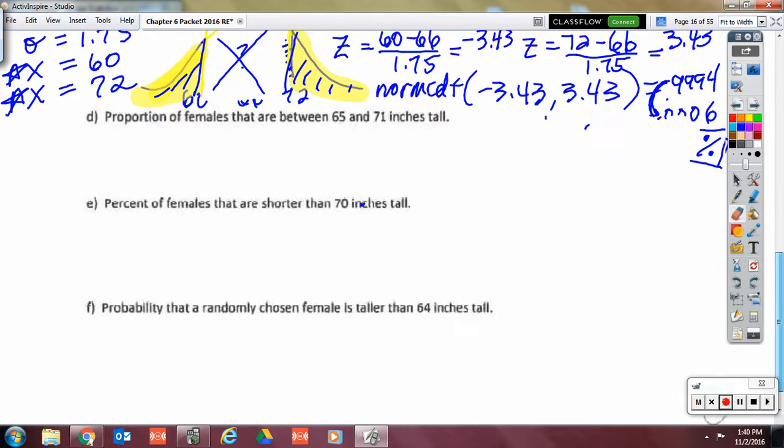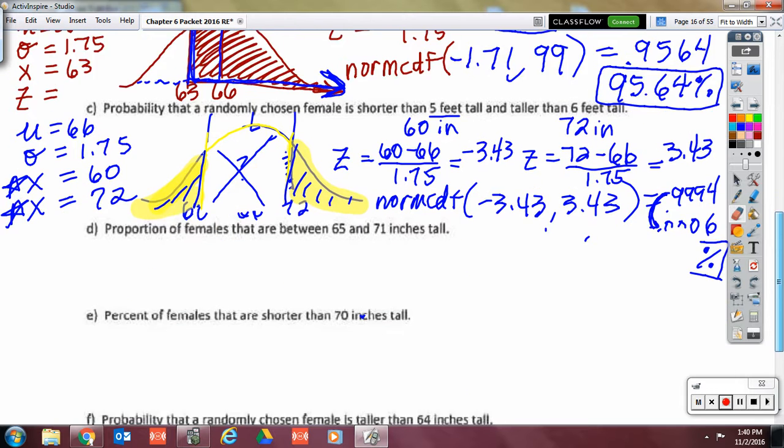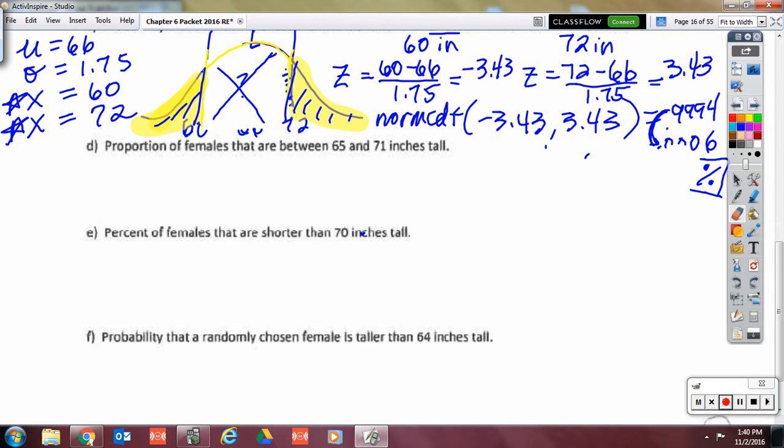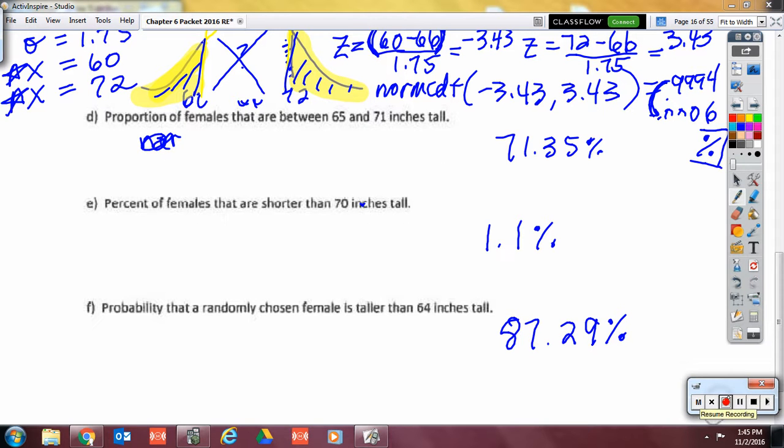All right. Let's see here. What I want to do is have you do D, E, and F right now all by yourself, and then we'll check them. Here are the answers. I don't have all the work shown. Do you need the work shown?